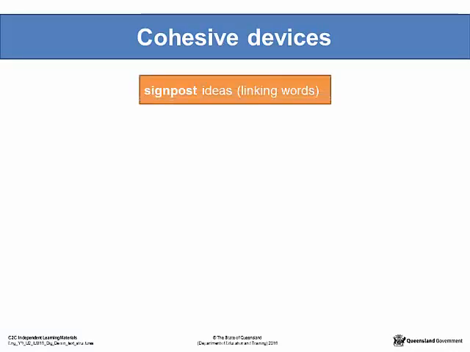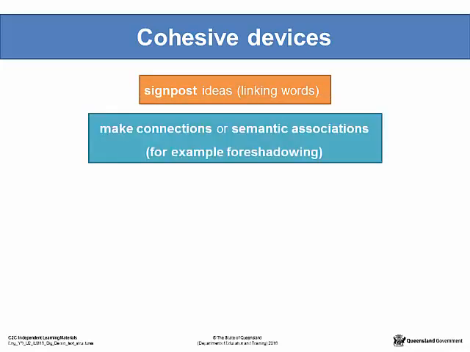Cohesive devices are used to signpost ideas, such as the use of linking words, make connections and build semantic associations within and between paragraphs. This is using our prior knowledge when reading a text, as well as the embedded meaning in the text itself, to make meaning. Often, authors will also use foreshadowing within a text to make connections. This means giving the audience a hint as to what will happen later in the text.